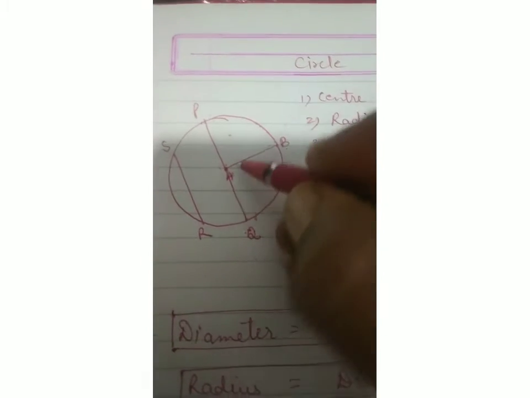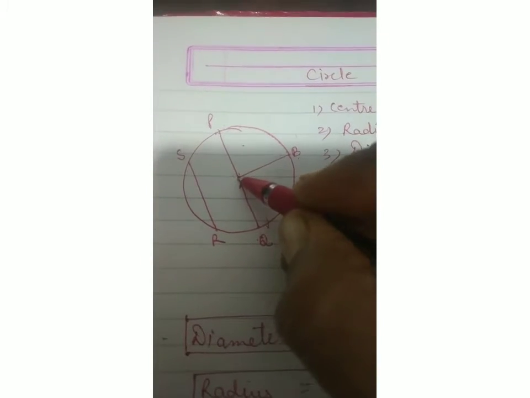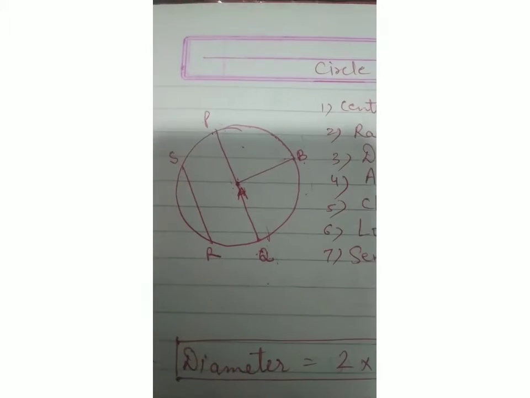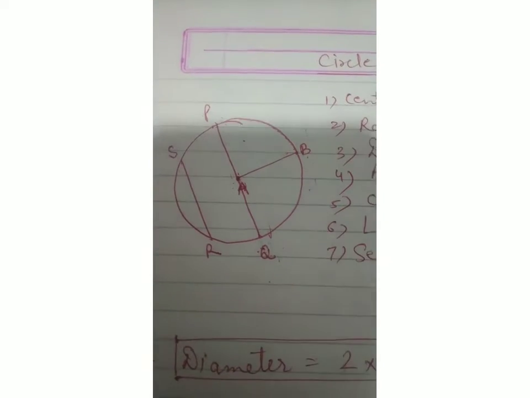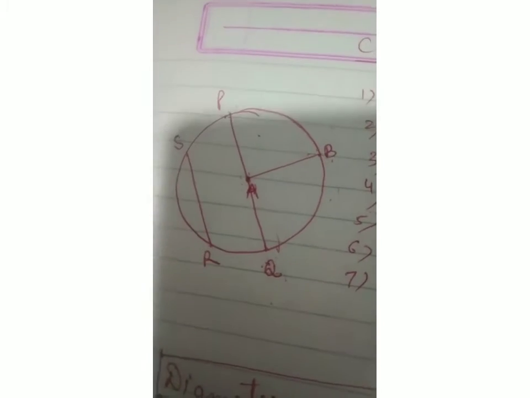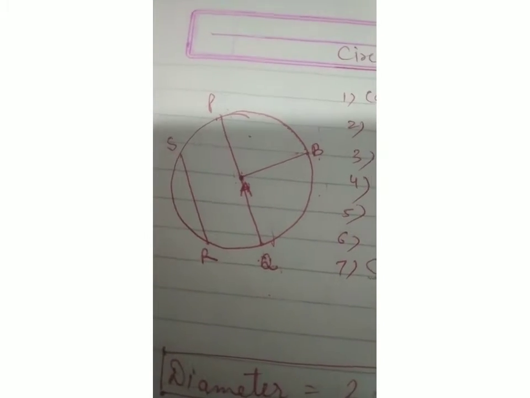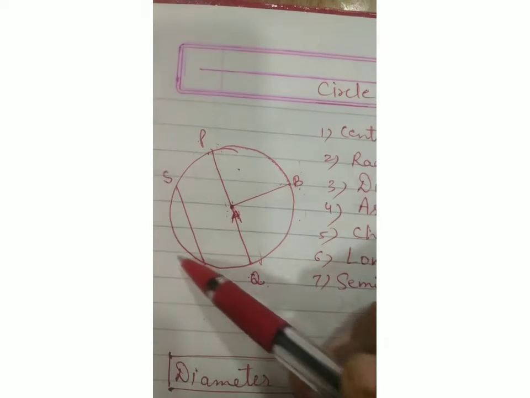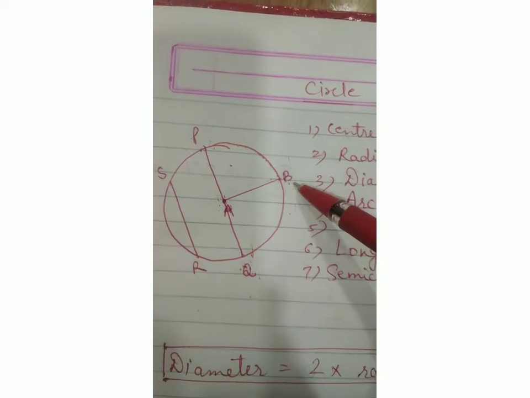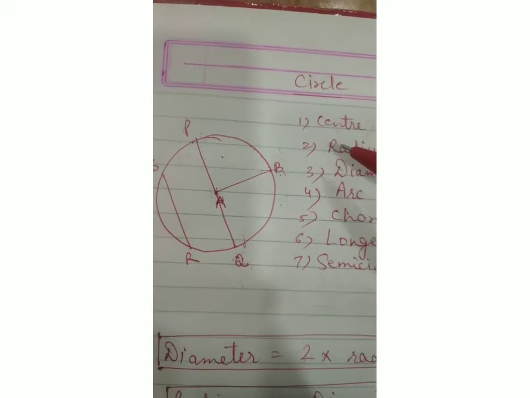This fixed point in the center of the circle, I have given it a name A. You can give any name of your choice. It can be O, P, Q, R, any name of your choice you can give. Here this is the perimeter of the circle. So perimeter of the circle is called its circumference.